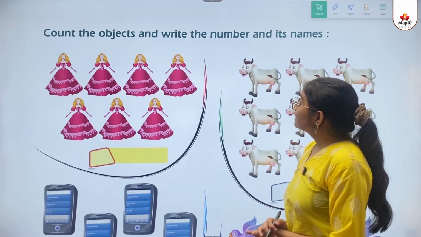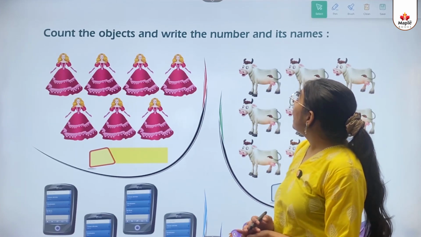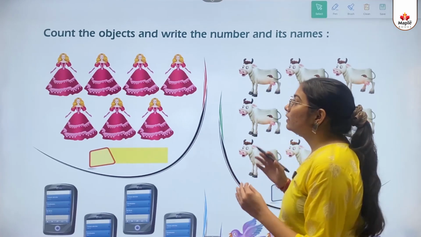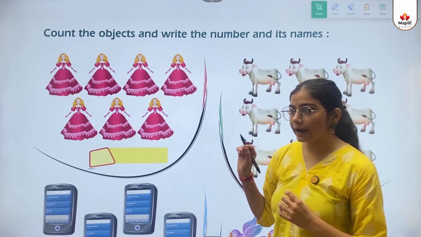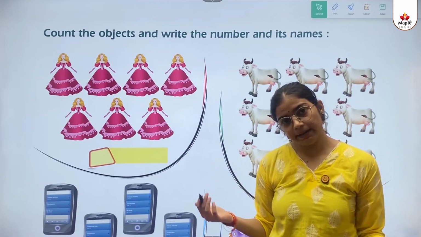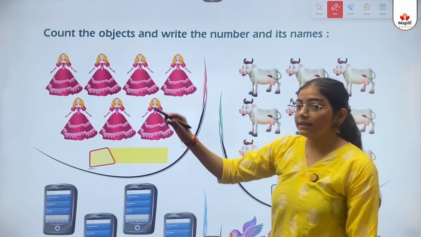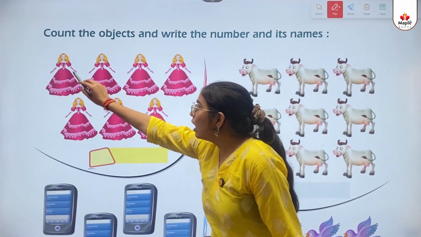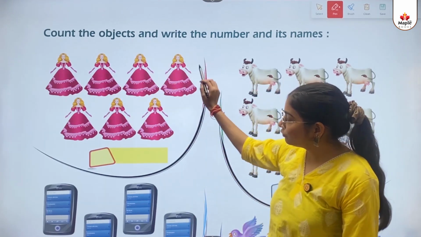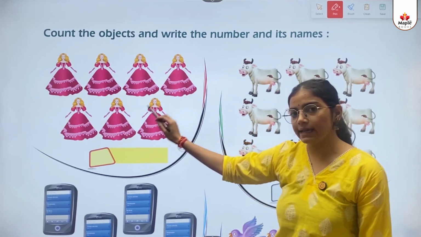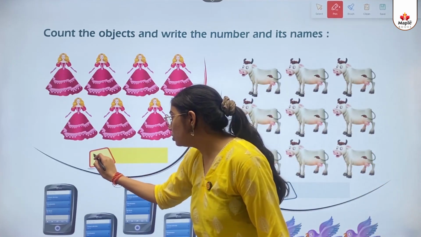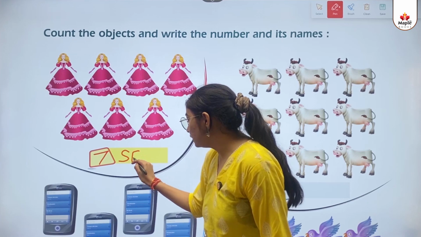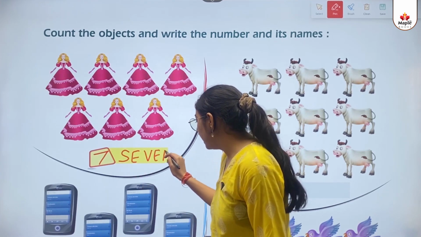Count the objects and write the numbers and its name. So kids, in this exercise, we'll count the objects and write the number and its name. So kids, there are dolls given here. So we will count. 1, 2, 3, 4, 5, 6, 7. So 7. S E V E N.